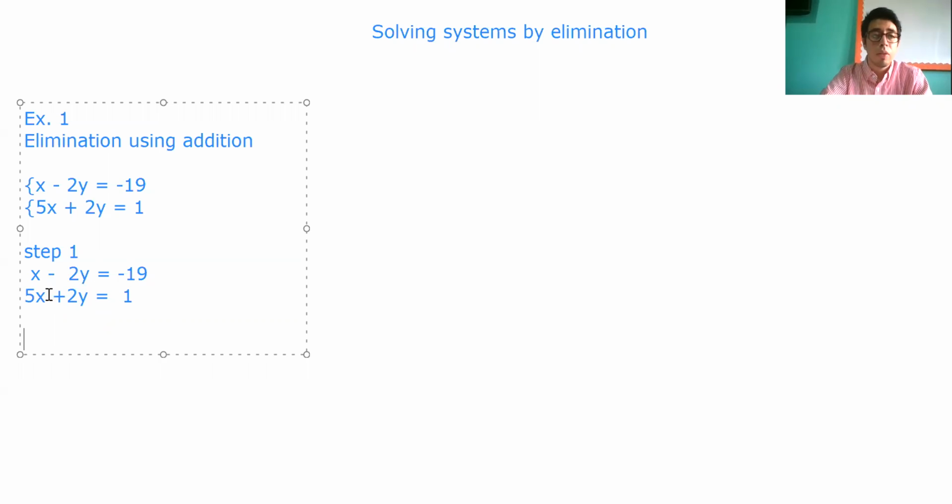x plus 5x is going to be 6x. Negative 2y plus 2y is going to be 0. I'm going to write the 0 in here, plus 0. And this is going to be equal to the number that you obtain when you solve this sum. Negative 19 plus 1 is negative 18.